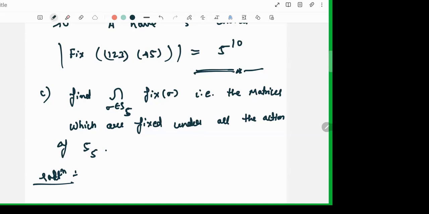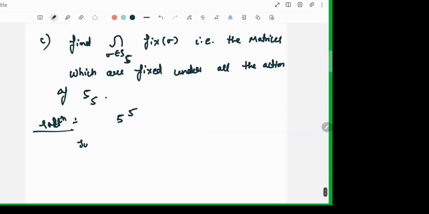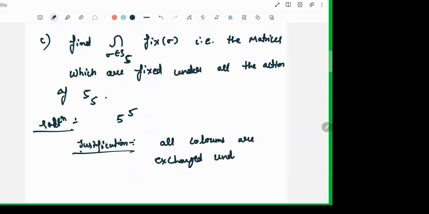So how many matrices are there? 5 to the power 5. Yes, so this is 5 to the power 5. The justification is that all columns are exchanged under the action.